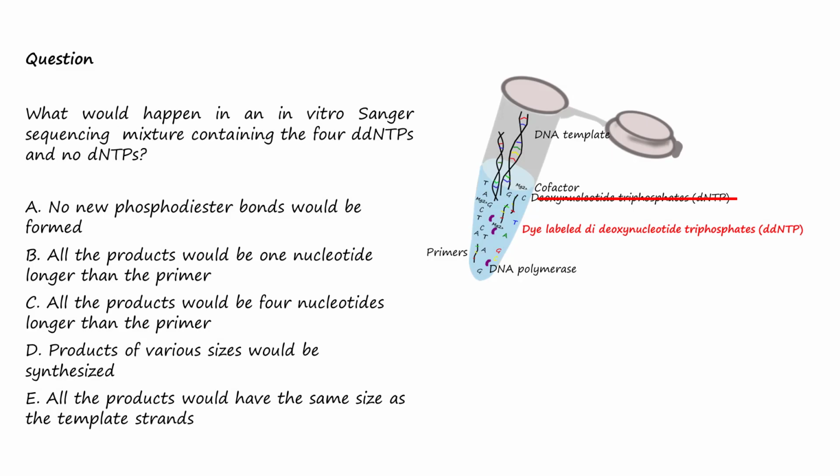Question 1. What would happen in an in vitro Sanger sequencing mixture containing the 4 ddNTPs and no dNTPs? A. No new phosphodiester bonds would be formed. B. All the products would be 1 nucleotide longer than the primer. C. All the products would be 4 nucleotides longer than the primer. D. Products of various sizes would be synthesized. E. All the products would have the same size as the template strands.